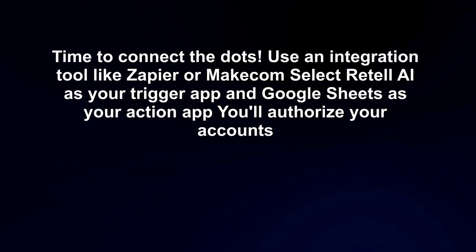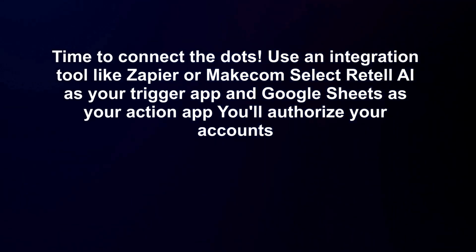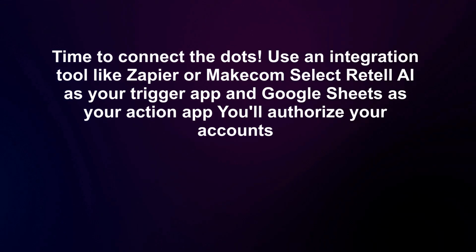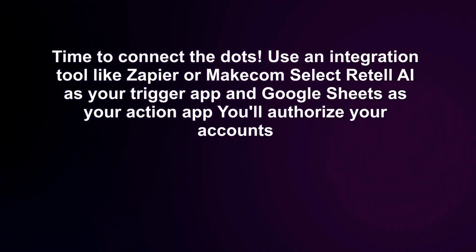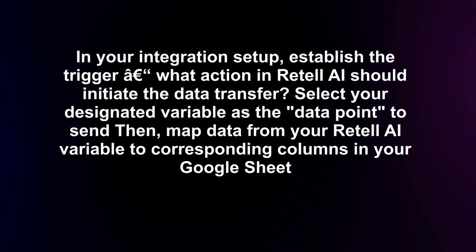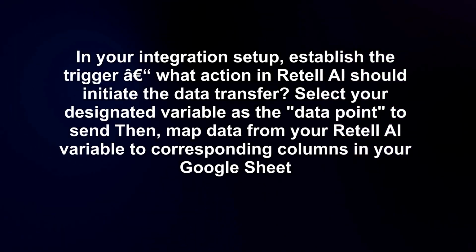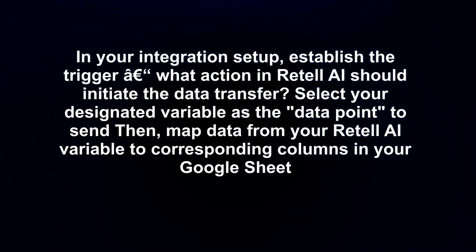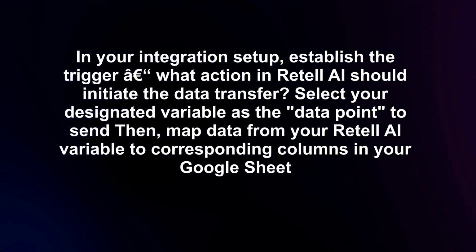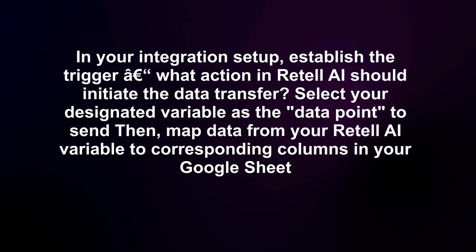Time to connect the dots. Use an integration tool like Zapier or Make. Select Retell AI as your trigger app and Google Sheets as your action app. You'll authorize your accounts. In your integration setup, establish the trigger. What action in Retell AI should initiate the data transfer? Select your designated variable as the data point to send.